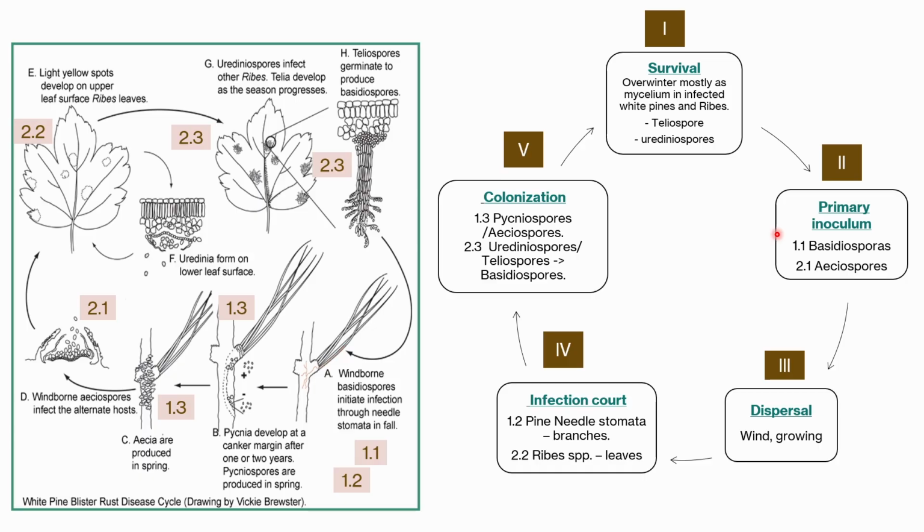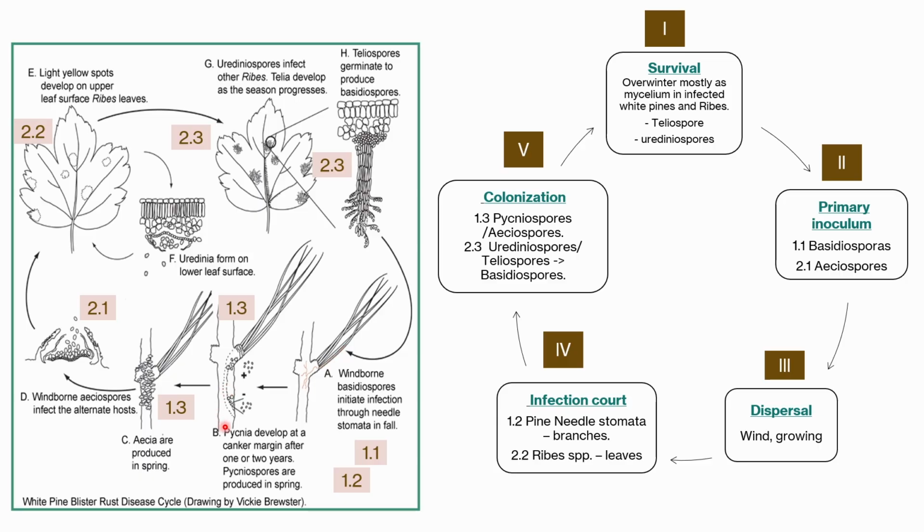So the basidiospore is the primary inoculum that initiates the infection through pine needle stomata. For example, we can see that here, through needle stomata in full. And the wind and growing are the dispersal way of these fungi. So the mycelium of the fungi grows from the needles into the branches. And then we will have the pycnia.